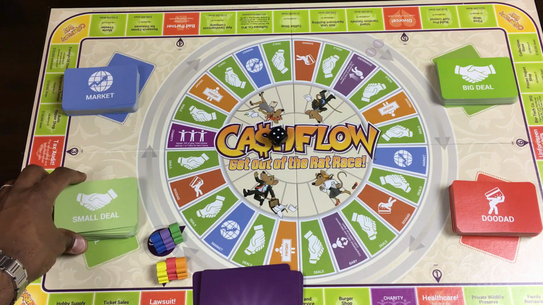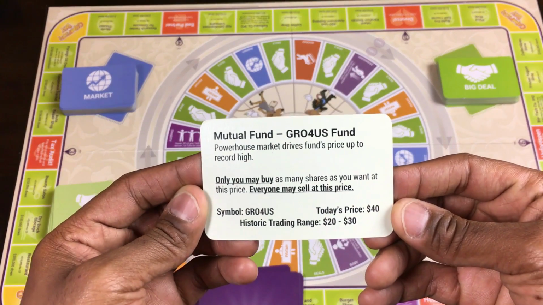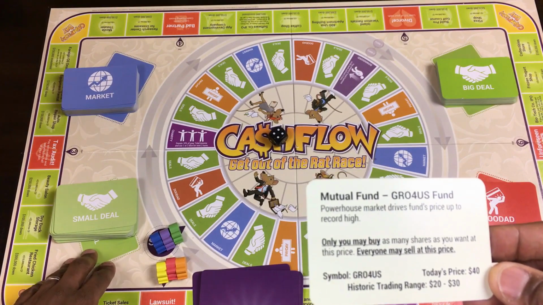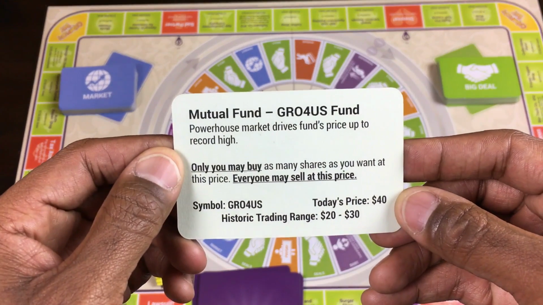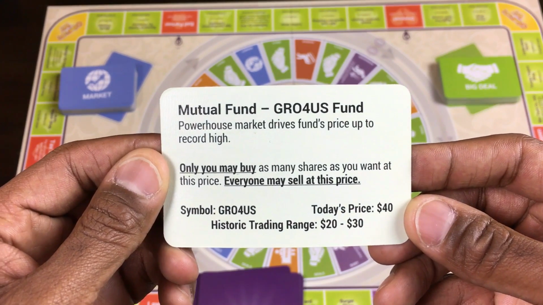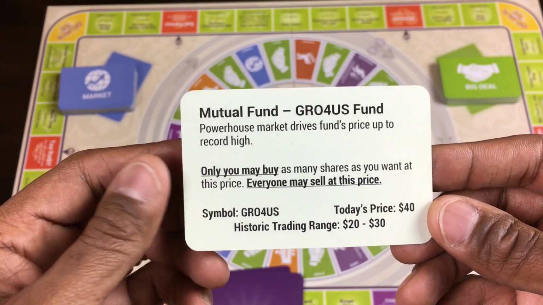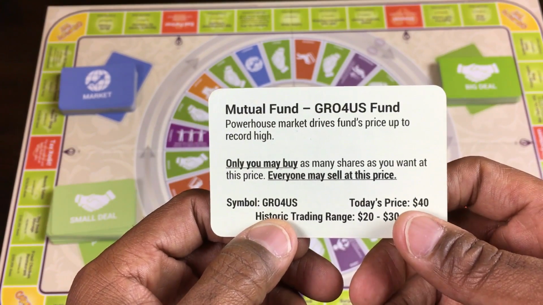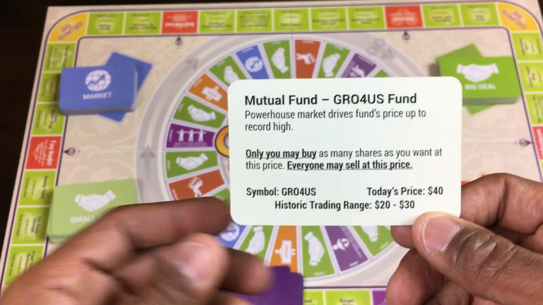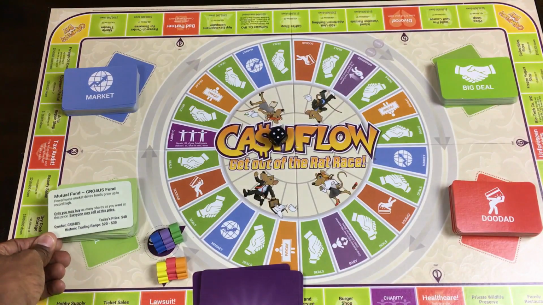Let's take a look at one of the small deals. Let's pick one of these. This small deal normally costs between 0 and 6,000. We happen to pull a mutual fund here, Grow for Us fund. Powerhouse market drives fund's price up to record high. Only you may buy as many shares as you want at this price. Everyone else may sell. The symbol is Grow for Us. Today's price is $40, and the historic range is between 20 and 30. So it's up to you whether or not you would want to do that, depending on whether it goes with your philosophy, but that's just one of the examples.